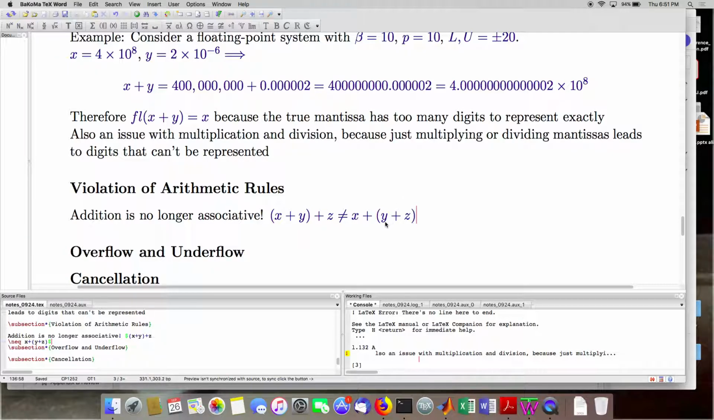So what if, for example, x is large, y is small, but maybe z is of some intermediate magnitude. Maybe y plus z can be represented more accurately than x plus y. So this is something to think about, that the order in which operations are performed matters because there's error happening at every step of the way, and that error depends on the relative magnitude of the numbers you're operating on. Okay.